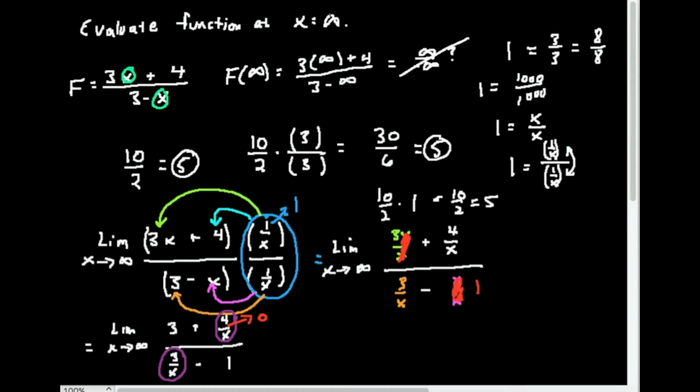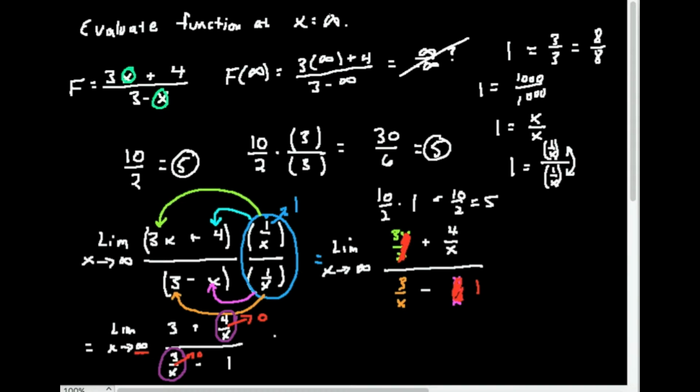So anytime I see a 4 over x, or a 5 over x, 3 over x, 10 over x, it doesn't matter what that number in the numerator is. If it's over x, and I'm taking x going to infinity, it's 0. So this term is 0 right here. And then this 3 over x is also 0.